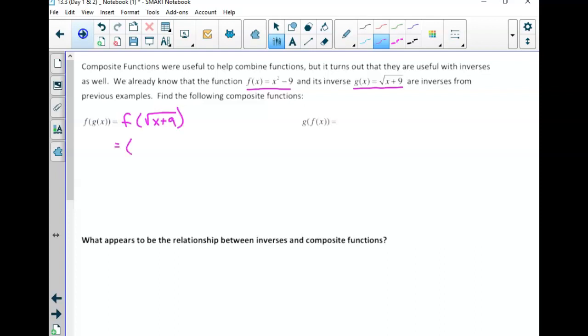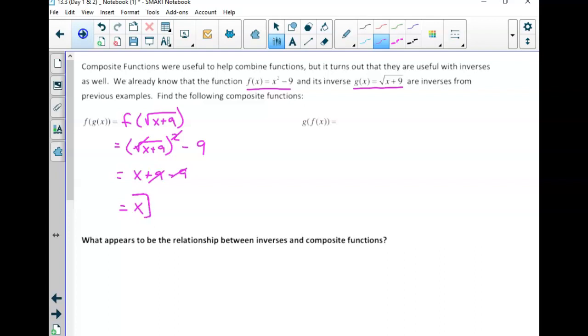Well, that's taking the x from my f function, and I'm going to square that and subtract 9. Well, remember, squaring a square root gets rid of the square root. And plus 9 minus 9, that gives me just an x.